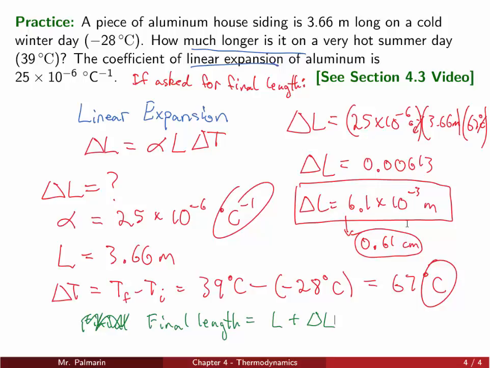So with that, do some of the practice problems and then move on to the next formula in section 4.4.